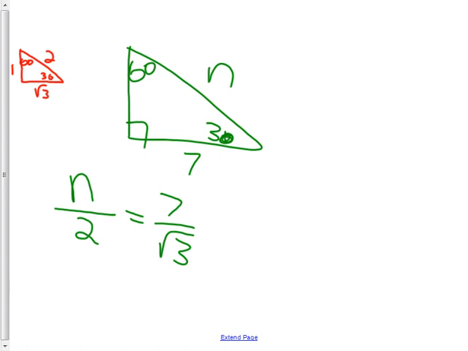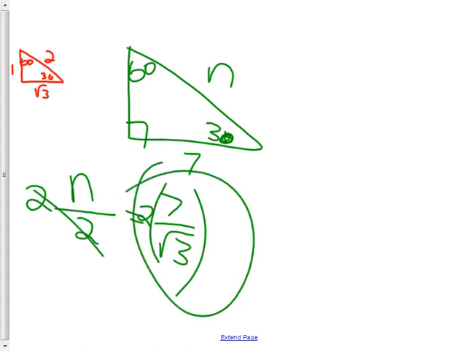All right, so then to solve to get n alone, I times by 2. Times by 2 here. Times by 2 here. This cancels. There's my answer. Raise your hand if you had it right. Okay, good.